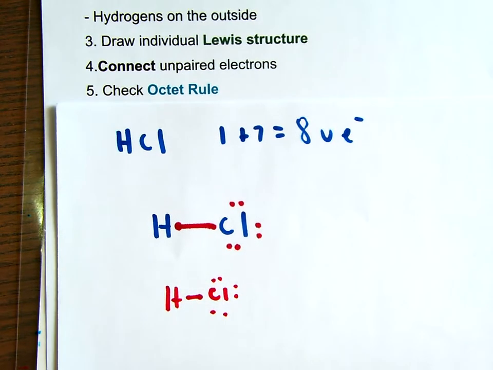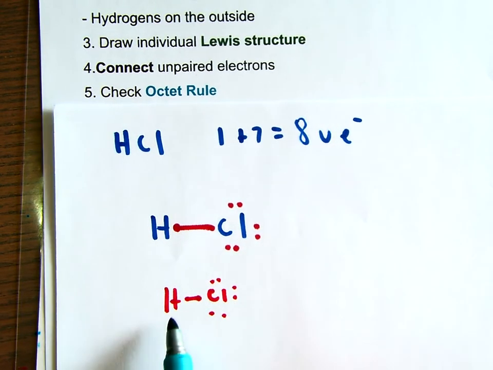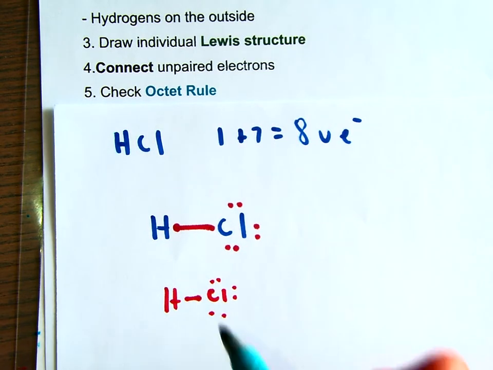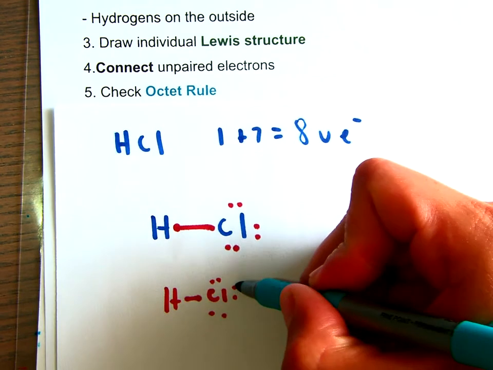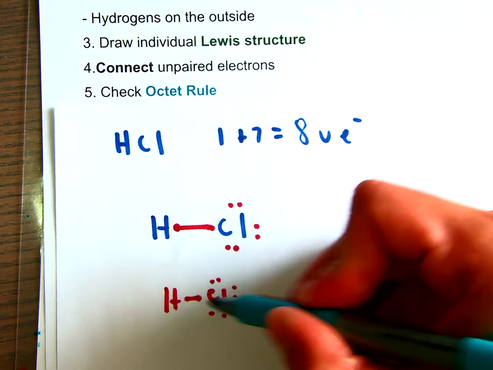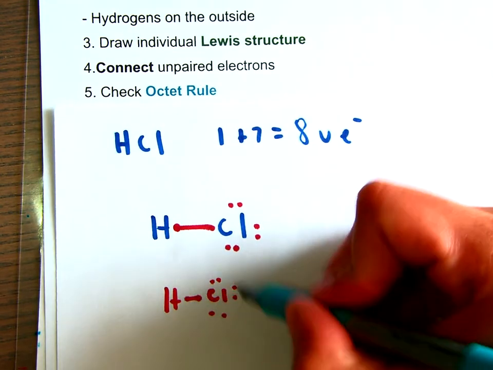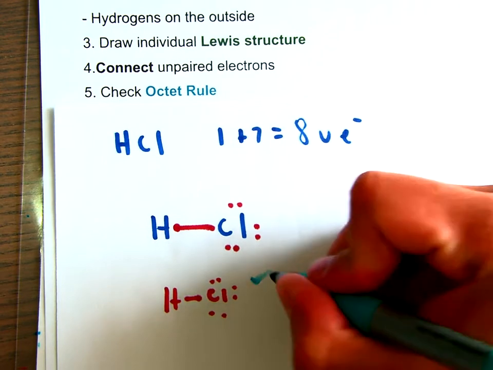Last of all, check the octet rule. Hydrogen is sharing these, so hydrogen has 2 around it. That's full, only for hydrogen. So that's good. Chlorine has 1, 2, 3, 4, 5, 6, 7, 8 around it because these 2 are being shared. So that structure is correct.